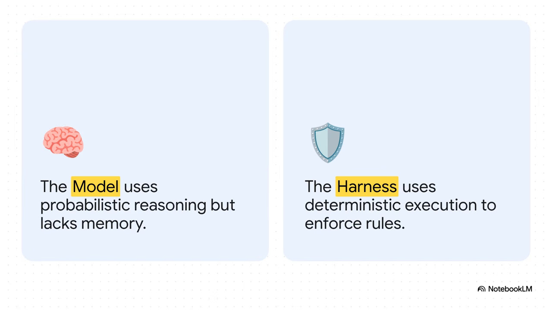Actually, a really good way to think about this is like a computer CPU needing an operating system. A CPU is just a hot rock without an OS to manage memory allocation and handle inputs and outputs. In this paradigm, the model is your CPU and the harness is the OS.